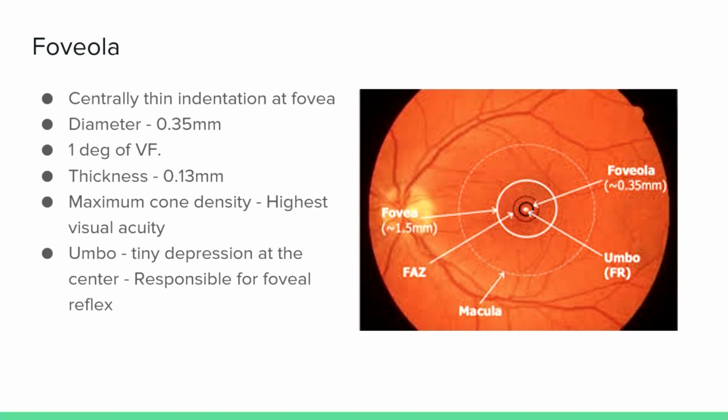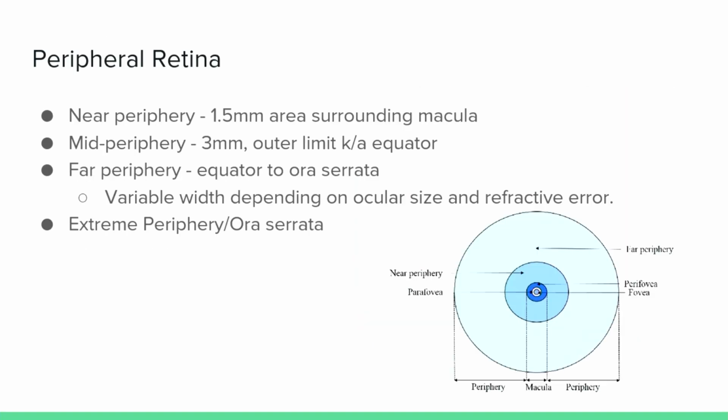Umbo is a tiny depression at the center of the fovea and is responsible for the foveal reflex. Can any of the second years define what is meant by the foveal reflex being dull and bright? Moving on to the peripheral retina, it could be due to fluid collection.